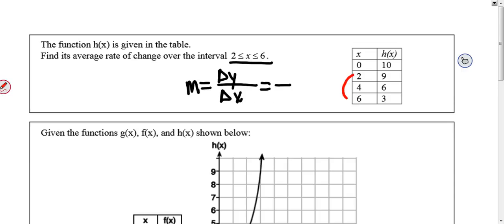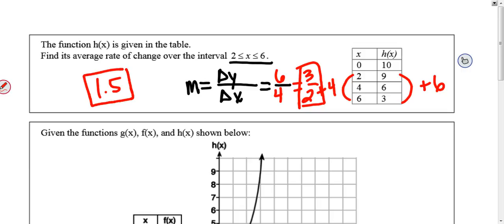So from 2 to 6, our change is an increase of 4. And then looking at the y values from 9 to 3, it's an increase of 6. So when I go ahead and put this in, it's 6 over 4. Remember, change of y over the change of x. And that simplifies to 3/2, okay? And you can also write it as 1.5. Okay, just ran out of room over there.